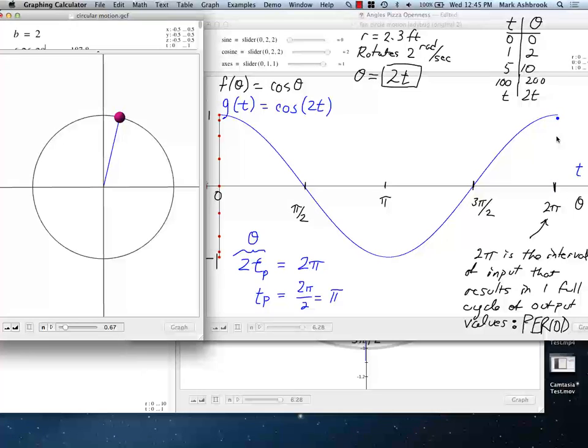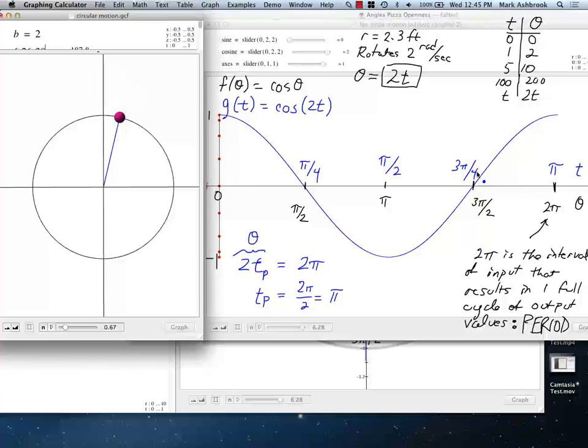Okay, so what time gives one full cycle? Our period, right? Pi. And so then this would be halfway around, half a cycle, pi over 2, or half a period, pi over 4, and 3 pi over 4.